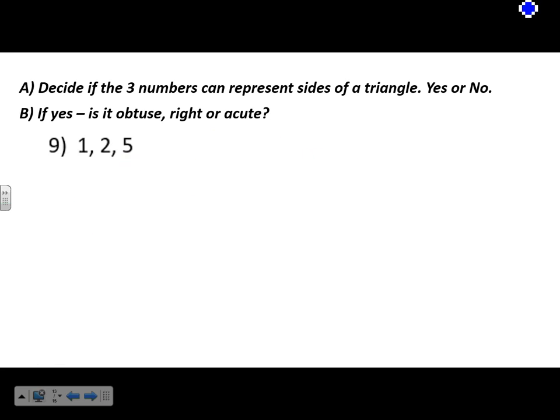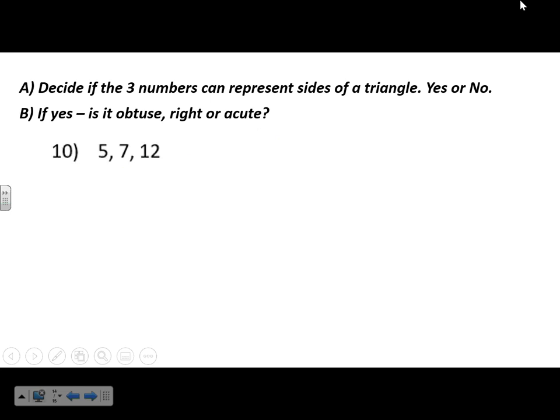Next, we have 1 plus 2 is 3. 3 is not bigger than 5. So this one, A, is no. Since it's no, we can't even go on to B, because it's not obtuse, right, or acute, because it's not a triangle. Again, if you take those two smaller sides and add those together, they've got to be bigger than that third side. Now, again, for this one, you're just adding, you don't square anything. You wait to do obtuse, right, acute. You wait to square them until that part B.